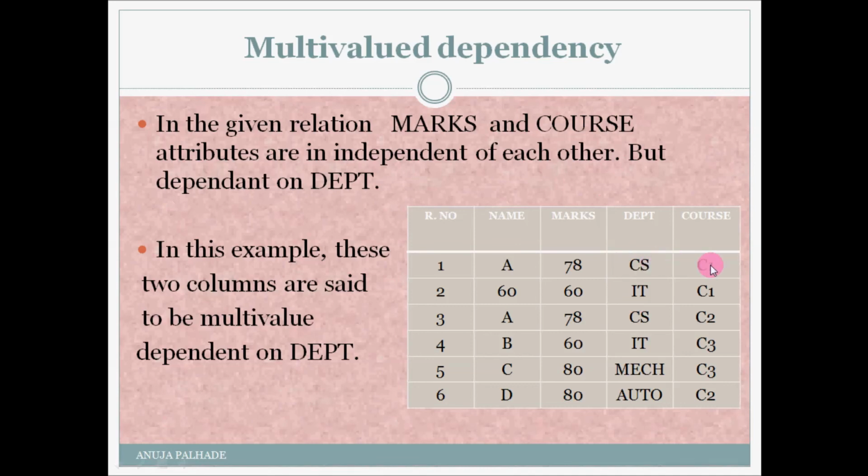What I am saying is that courses are always related to the department. The courses of automobile are different, courses of computer are different, courses of chemical engineering are another. So courses may relate to the department. Though these two are not in relation with each other, the department is in relation with both. In this example, these two columns are said to be multivalued dependent on the department.